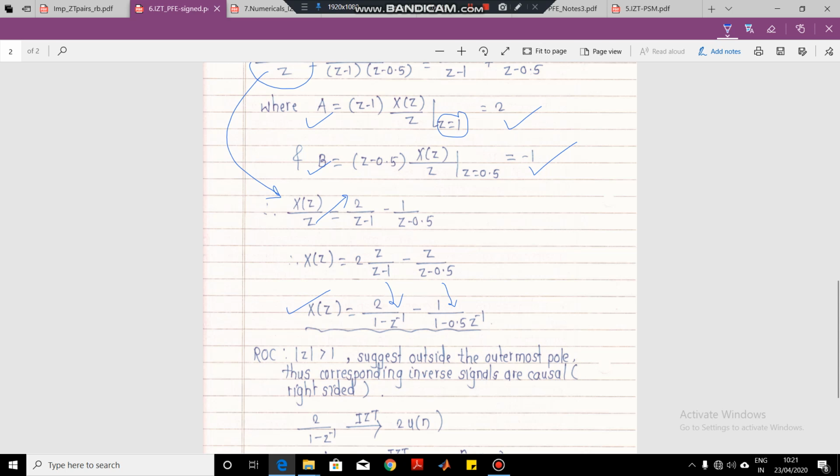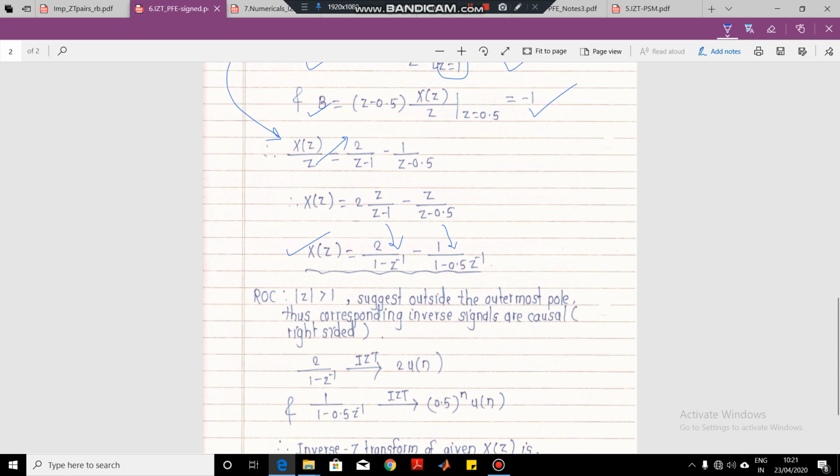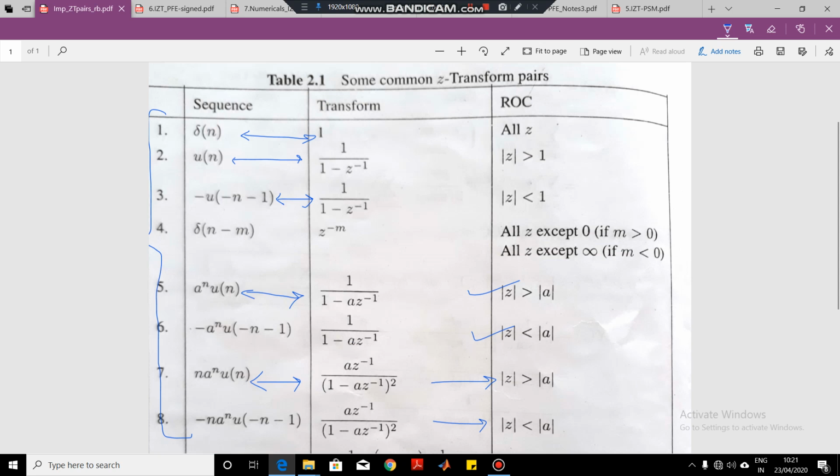So I got this X of z. Why have I brought this into this form? Because these are my standard forms. If you remember, I had the Z transform standard forms in the form of 1 upon 1 minus z raised to minus 1. So this is my standard form.